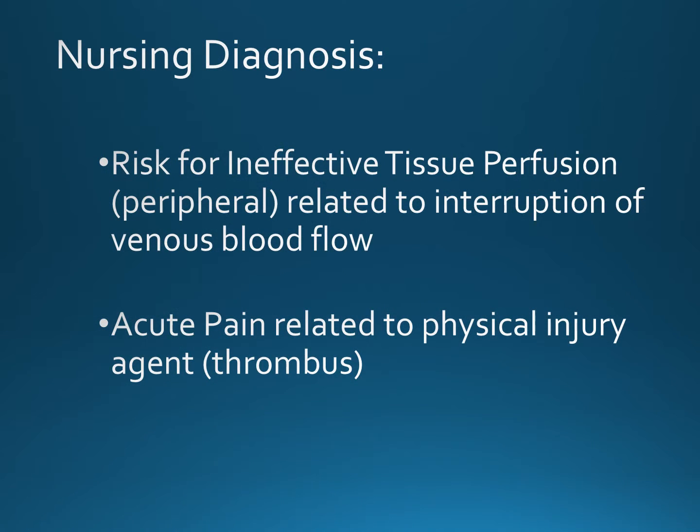These are two nursing diagnoses: risk for ineffective tissue perfusion, peripheral, related to interruption of venous blood flow, and acute pain related to physical injury agent, which is the thrombus.